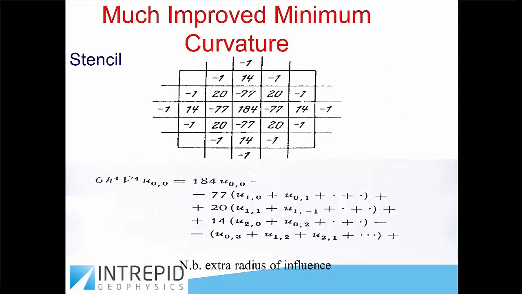So Intrepid has improved that minimum curvature by extending it to a 25 point kernel, and here's that stencil here, and this is already quite an important extra radius of influence. It allows you, for the same survey data, to decrease the cell size and therefore have a higher resolution representation of the field. And the only penalty is that you have to use an improved minimum curvature kernel.